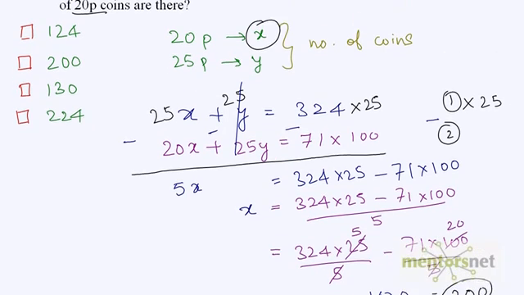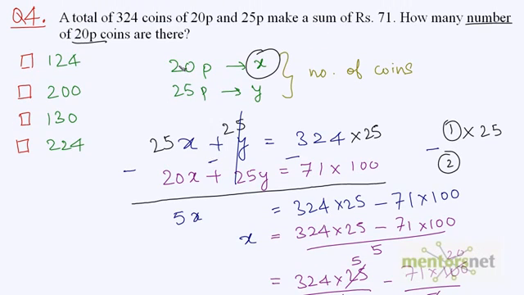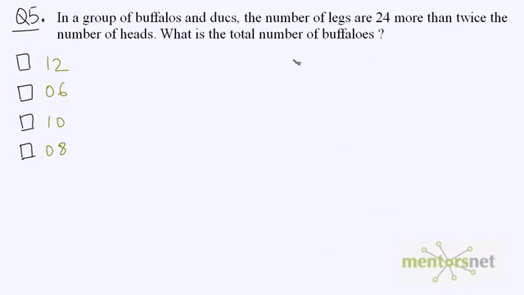So the value of x is 200, which means that the number of 20 paisa coins that make a sum of 71 rupees along with 25 paisa coins is 200. Let us do the last question now. In a group of buffaloes and ducks, the number of legs is 24 more than twice the number of heads. What is the total number of buffaloes?